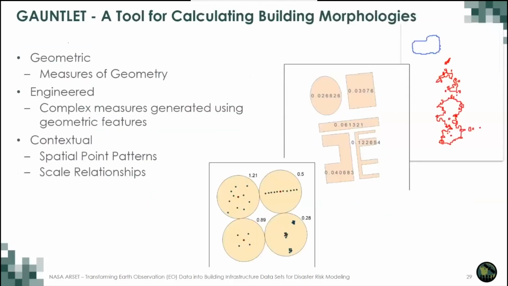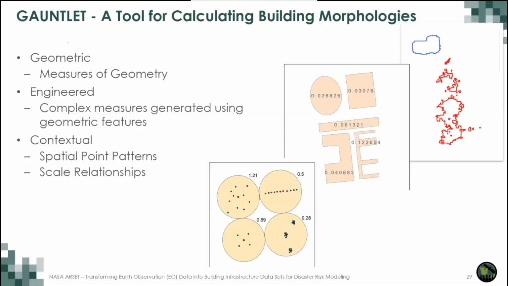So I mentioned building morphologies, and Gauntlet is a tool that I've developed that assists with calculating building morphologies. Gauntlet can generate over 65 various measures, and a building morphology is essentially just a very precise description of the building itself and its physical characteristics, and also its relationship to surrounding buildings. And so Gauntlet is the tool that we use to do this. It'll go through and generate about 65 different measurements.